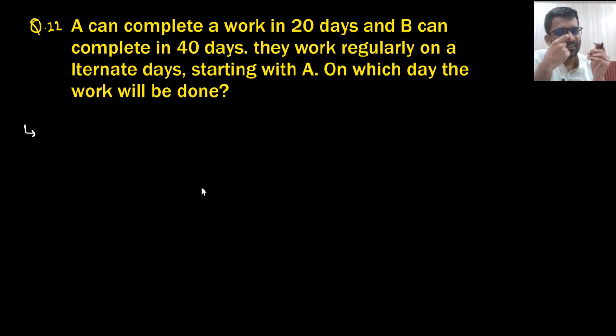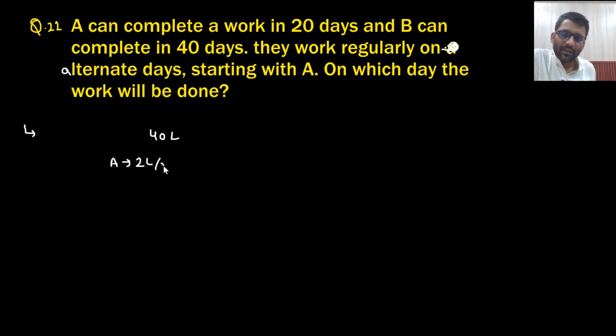A can complete the work in 20 days, B can complete in 14 days. They work on alternate days, starting with A. So on which day will the work be completed? So 20, 40, I will take the LCM as 40. So work is eating 40 laddu. A can eat 2 laddu per day and B can eat 1 laddu per day.